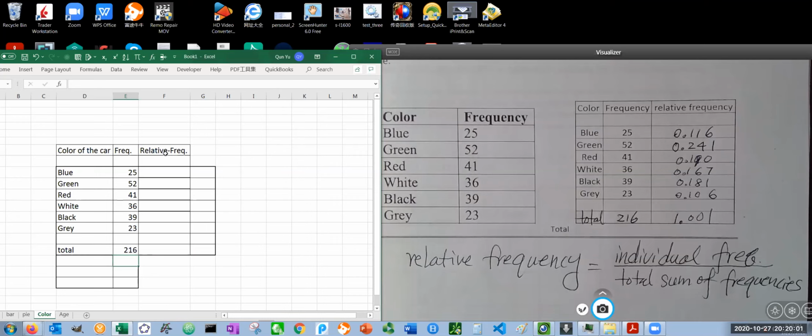Now it's time to calculate the relative frequency. Okay, now I am supposed to use each one of these frequencies divided by 216.